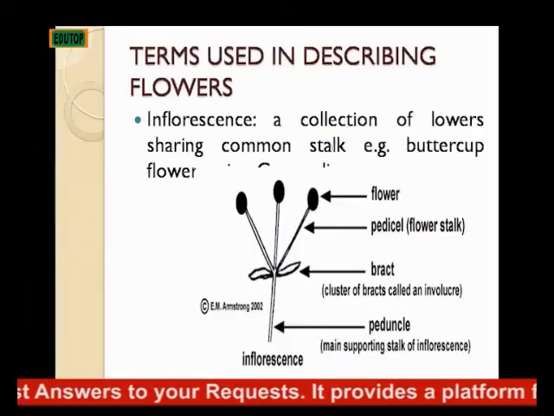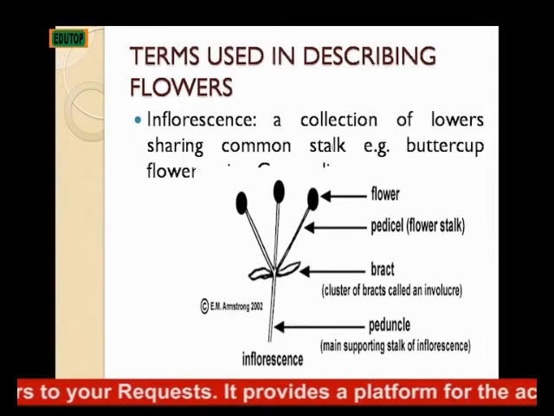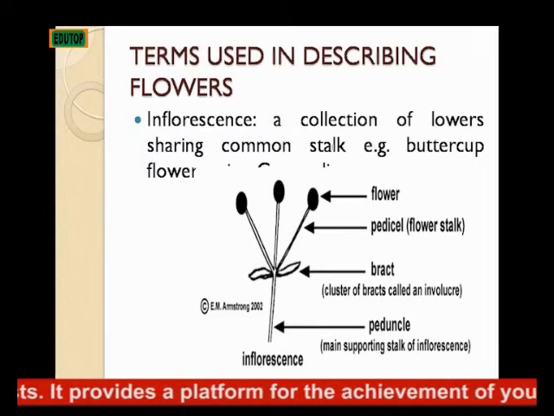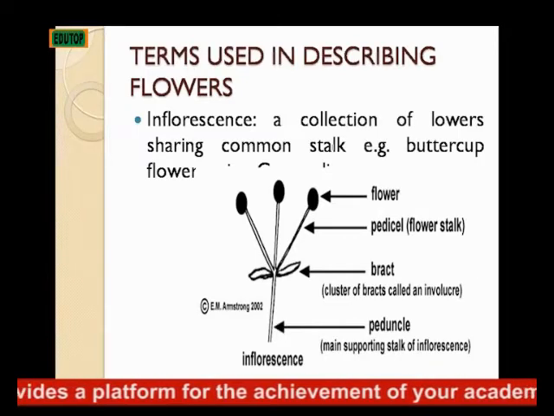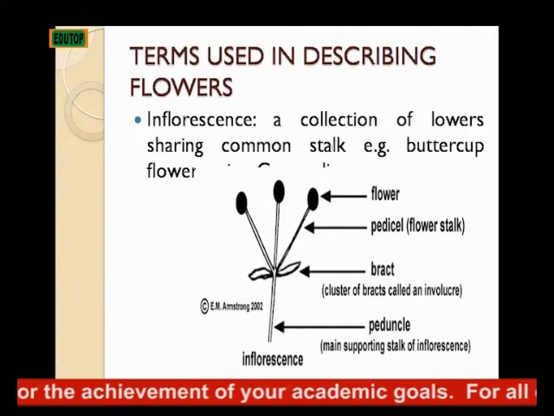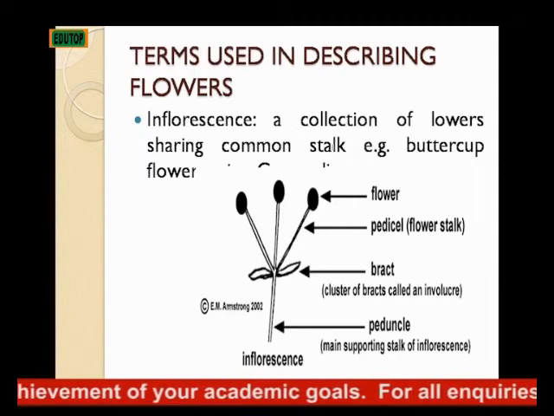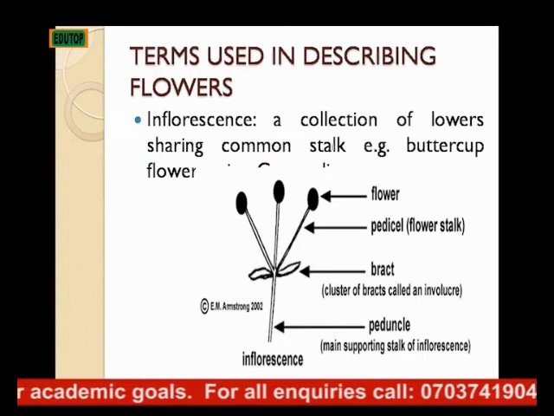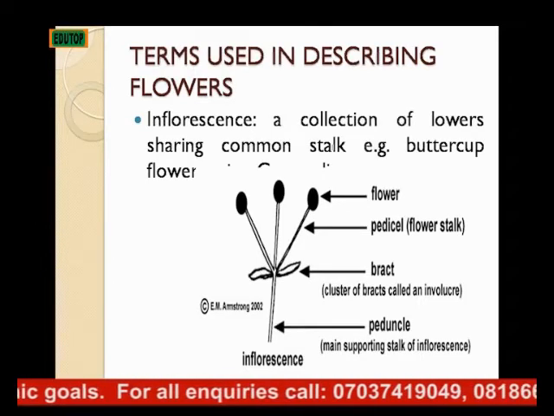Then inflorescence is a collection of flowers sharing common stalks. Inflorescence is a collection of flowers. They are flowers, but they share common stalks. So the stalks are joined together. Examples are the buttercup flower, the maize plant, and commelina.